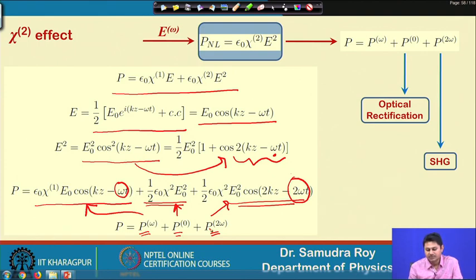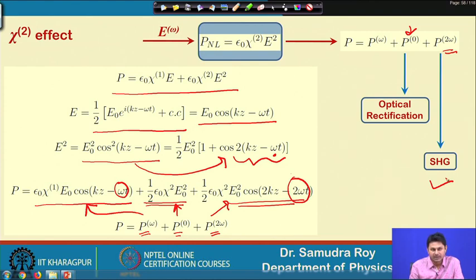The second term does not contain any kind of frequency, which is why it is written P 0. If you look carefully, it is the optical rectification term. This is the average term that gives some sort of rectification, called optical rectification. And finally, 2 omega: this P 2 omega generates the second harmonic. So, this is the complete mathematics, which is very simple to understand.